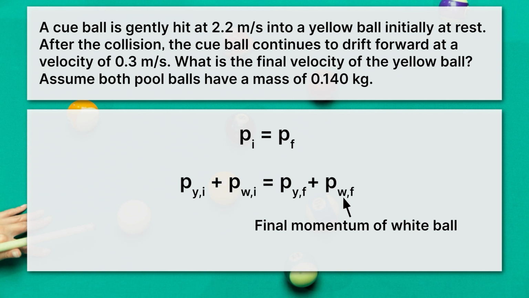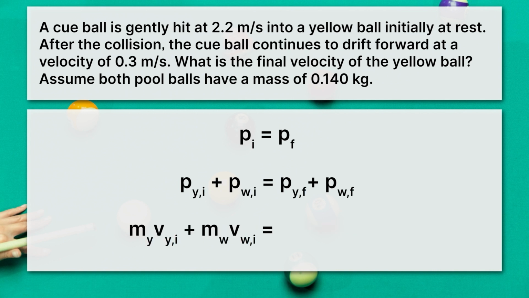Remember that momentum is equal to mass times velocity. So now we can substitute mass times velocity into each of those momentum terms. That means the mass of the yellow ball, that's what m sub y stands for, times the velocity of the yellow ball initially is going to be equal to that momentum of the yellow ball initially. So that's where those two terms came from. And then same with the white ball, we substituted in the mass of the white ball and the velocity of the white ball. So again, we're just building this equation slowly.